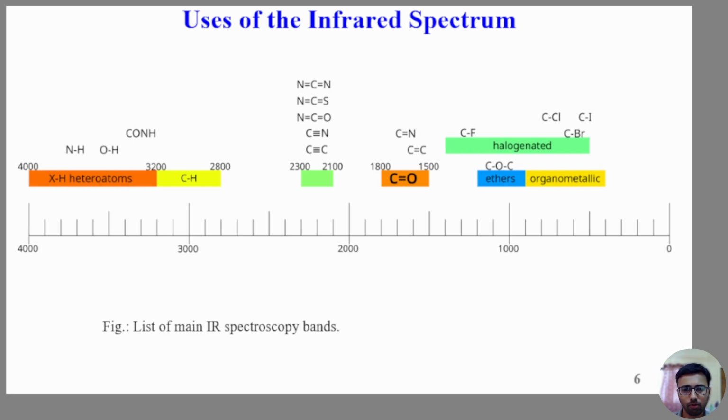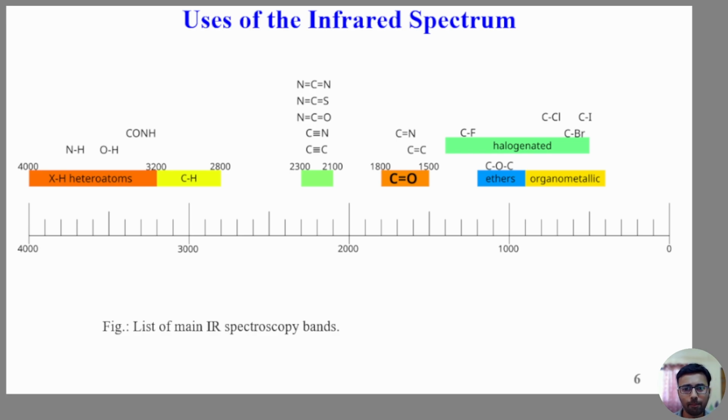Finally, we move into the lower energy region below 1500 inverse centimeters. This area contains vibrations from single bonds involving heavier atoms, for example carbon single bond oxygen, carbon single bond X, where X is a halogen, and organometallic bonds. This region is often called the fingerprint region because the pattern of peaks here is extremely unique for each molecule. But all of this brings us back to a fundamental question.